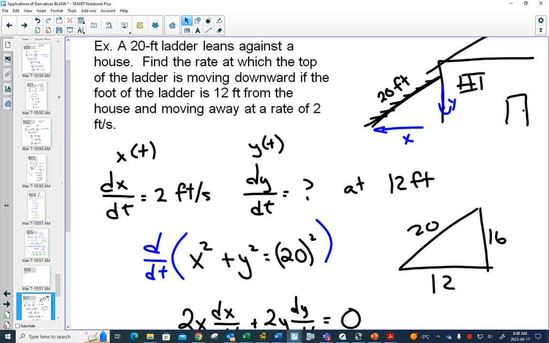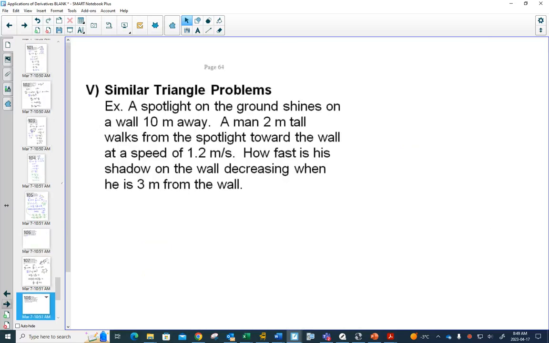Okay. Similar to right-angled triangle questions are similar triangle questions.